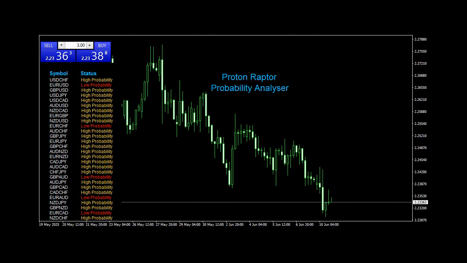Firstly, we use our probability analyzer to find high probability trading opportunities. On this list, we need 20 or more high probability trades for success. We only load the expert if this condition has been met.